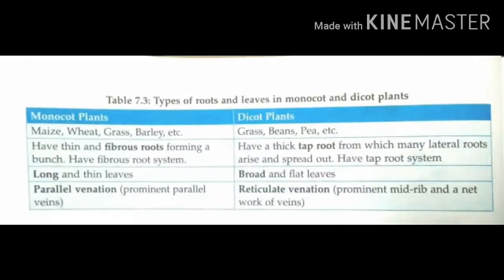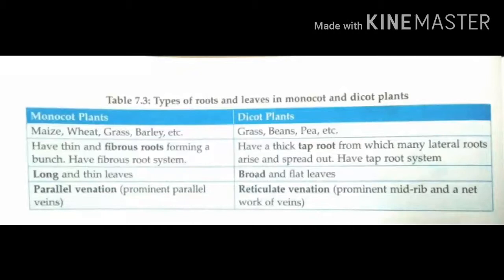First we'll see monocotyledon plants. Maize, wheat, grass, barley are examples of monocotyledon plants because these seeds have only one cotyledon. So they are called monocotyledon plants. This kind of plant has thin and fibrous roots, and the leaves have parallel venation.